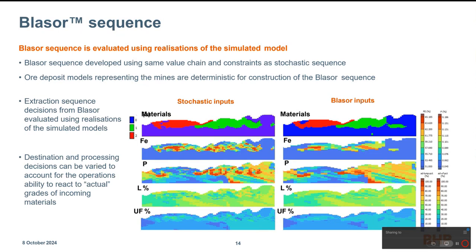So the output from the stochastic optimization, the Blazer, is compared to the Blazer sequence. It's done using the realizations of the simulated model, as they are more realistic of what is actually going to be encountered at the time of mining. However, the Blazer inputs use the traditional deterministic models as inputs, whereas the simultaneous stochastic optimization uses stochastic inputs. And you can see some examples of the different properties for the deterministic on the right and the stochastic on the left.